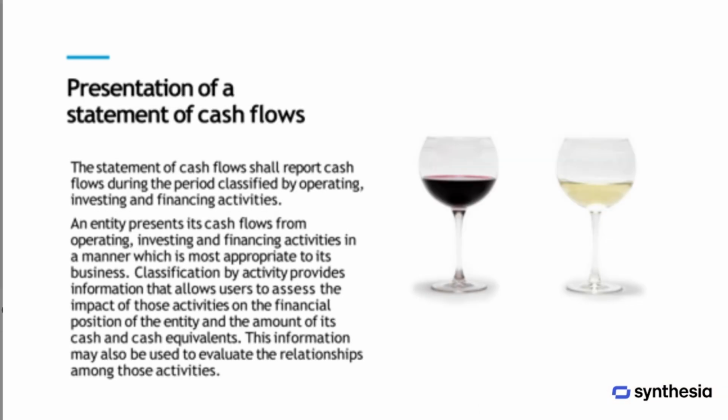The statement of cash flows must report cash flows during the period, categorized into operating, investing, and financing activities. An entity should present its cash flows from these activities in a way that is most suitable for its business. The classification by activity provides users with valuable information that helps them assess how these activities affect the entity's financial position, as well as the amount of its cash and cash equivalents. Additionally, this information can be used to evaluate the relationships between the different activities.